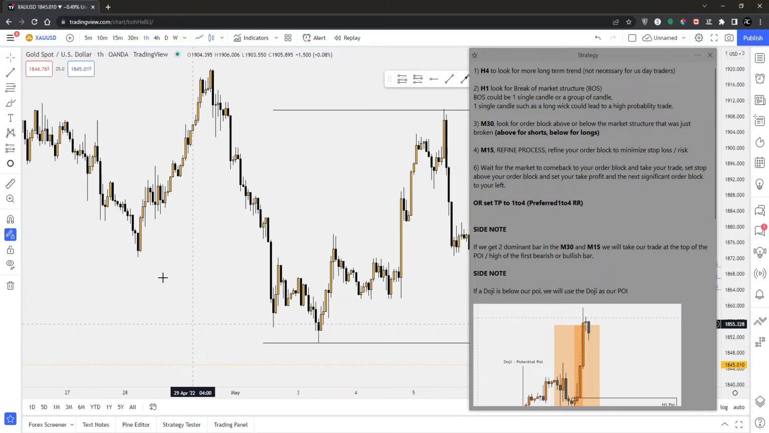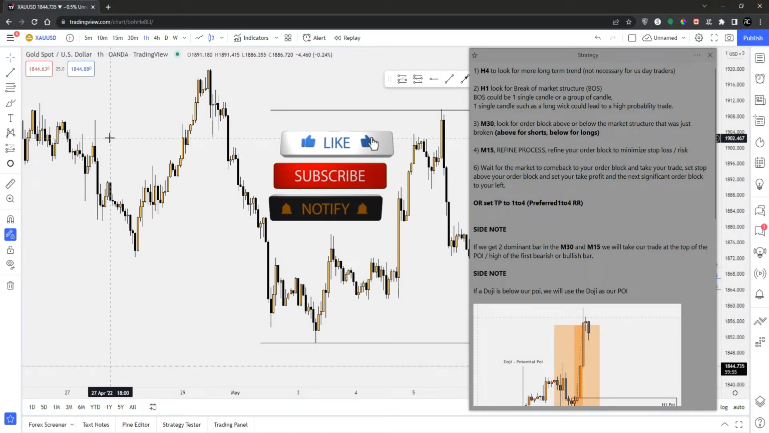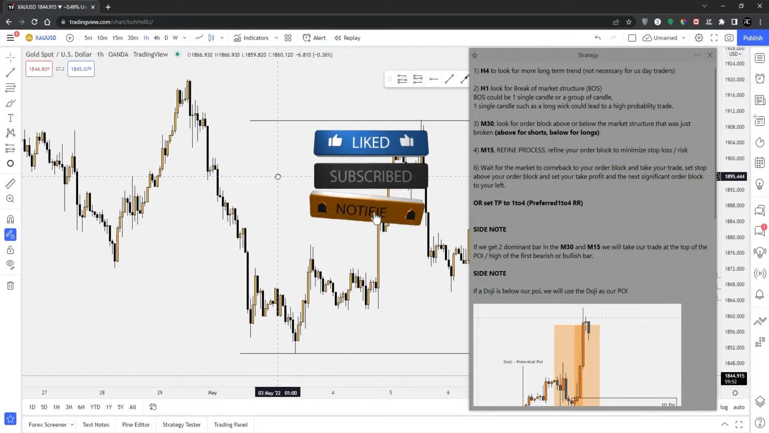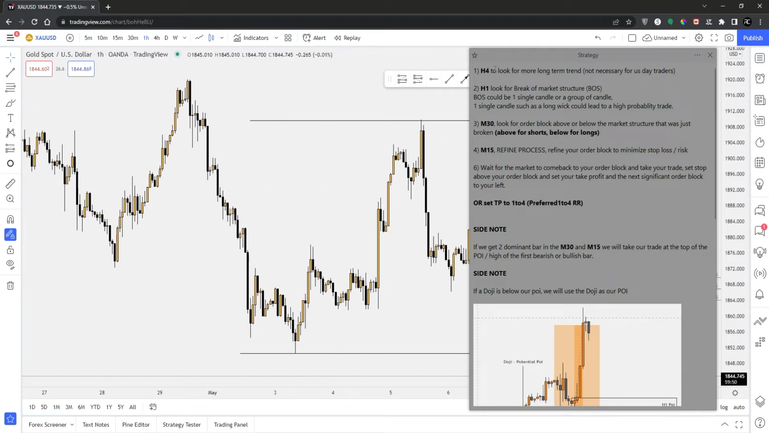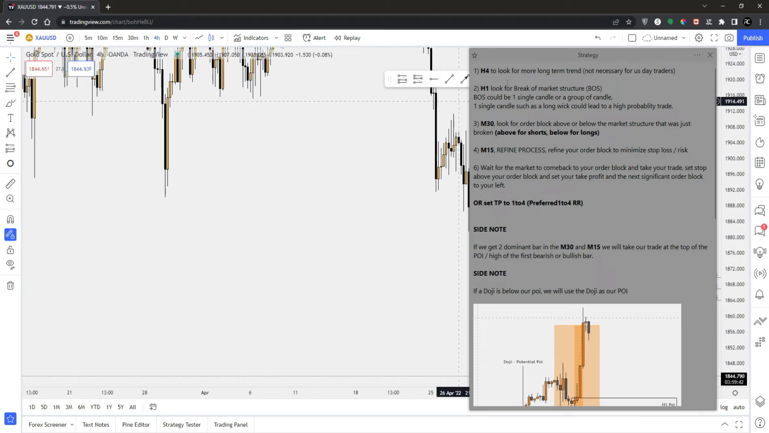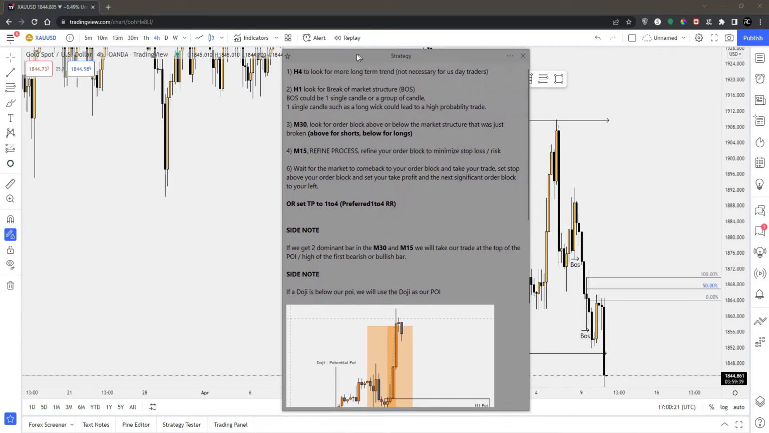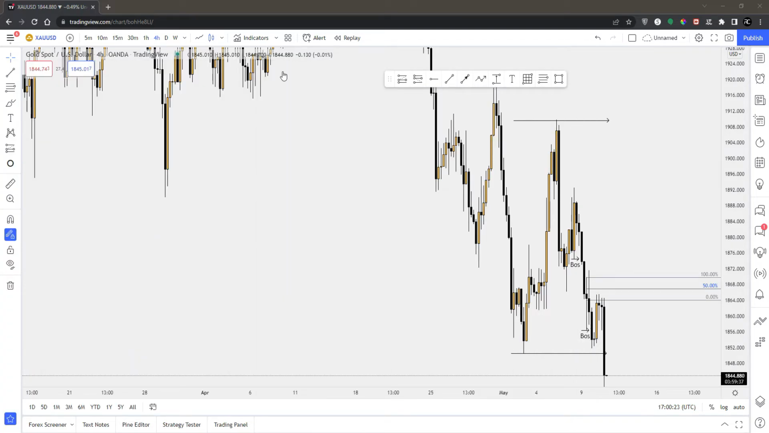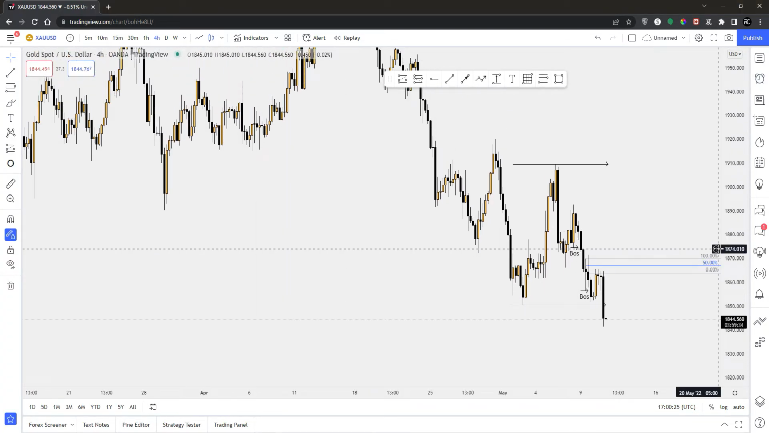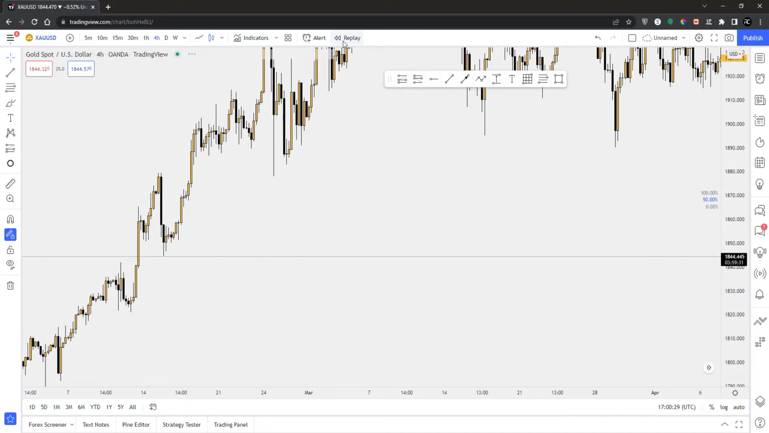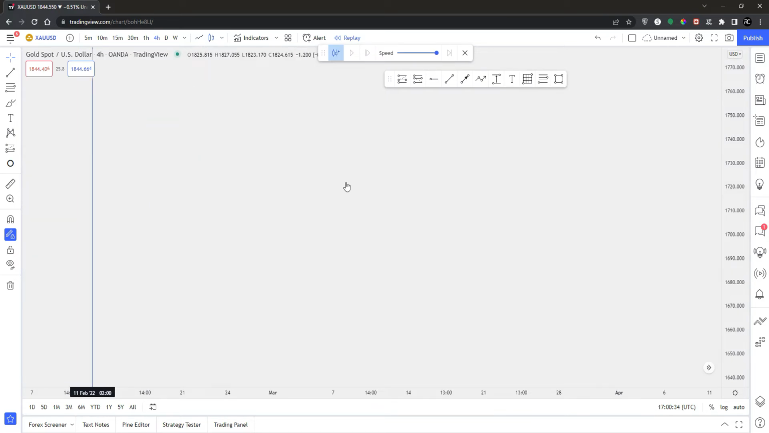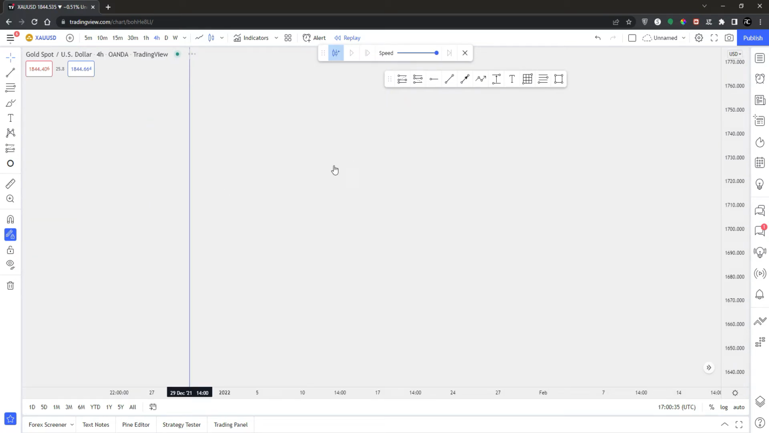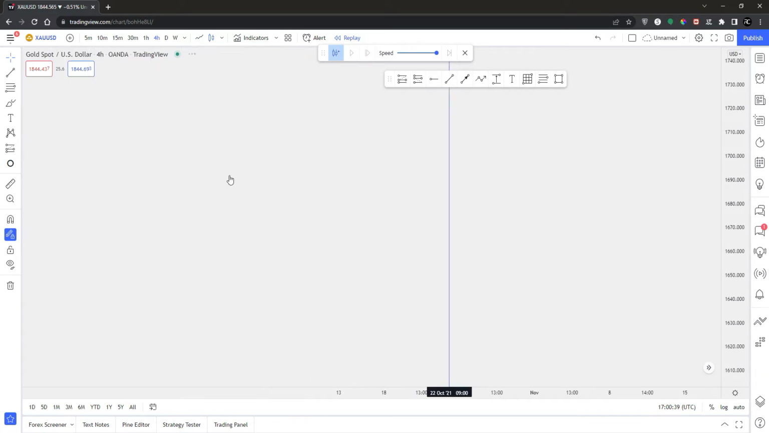All right, so right now we're looking at a chart of XAUUSD. This is the H4. The strategy says we're going to go to the H4 to look for the long-term trend, not necessarily for us day traders, but we're going to see what's been going on. I'm going to pull this to the side real quick because I'm going to find an area on the chart. Let's go to the replay mode and find a nice area. We don't know what's going on.